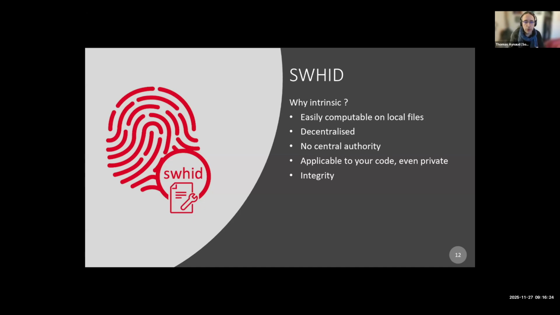And it's applicable to your code. If you have your code, you can compute the SWID, even if it's private code. You do not have to share it. You can compute the SWID locally and give it to everyone. And you have integrity control. It means that if you compute the SWID from a file and you change anything in the file, the SWID will be different. If you get an identifier from outside claiming something, maybe you can change something. Here, it's not possible with the SWID.